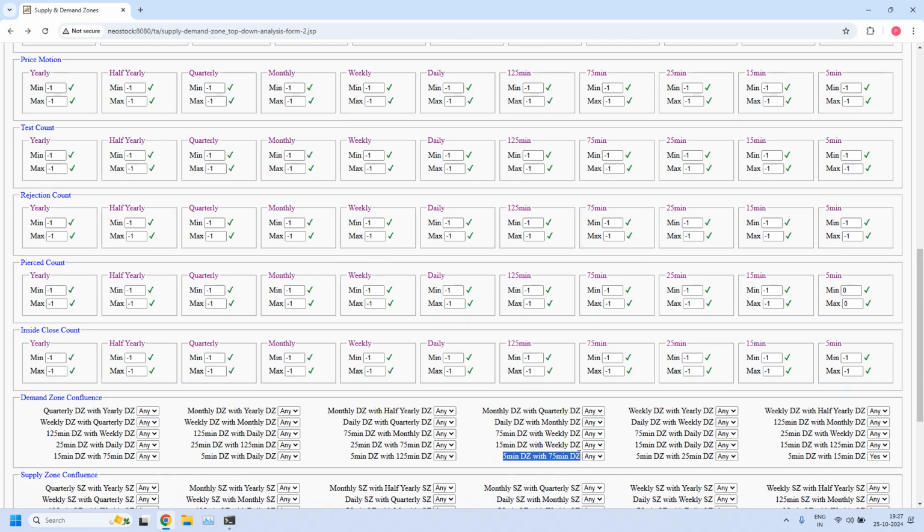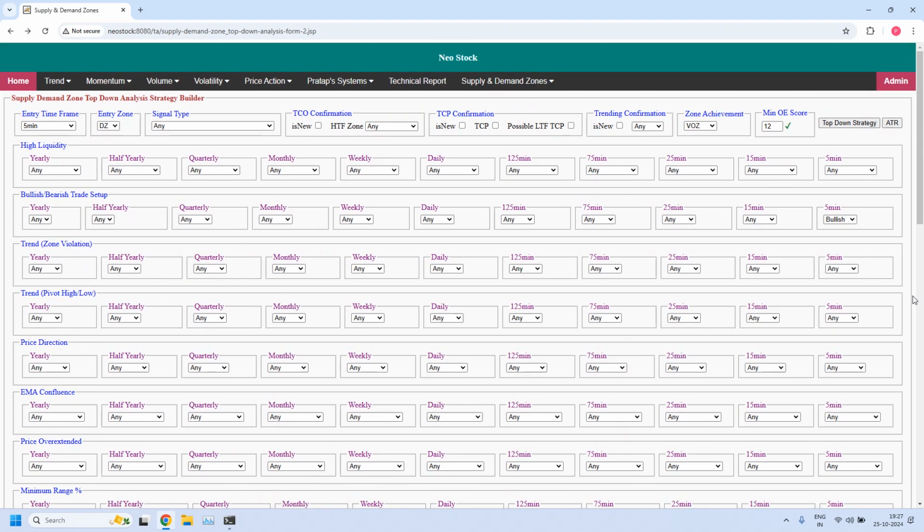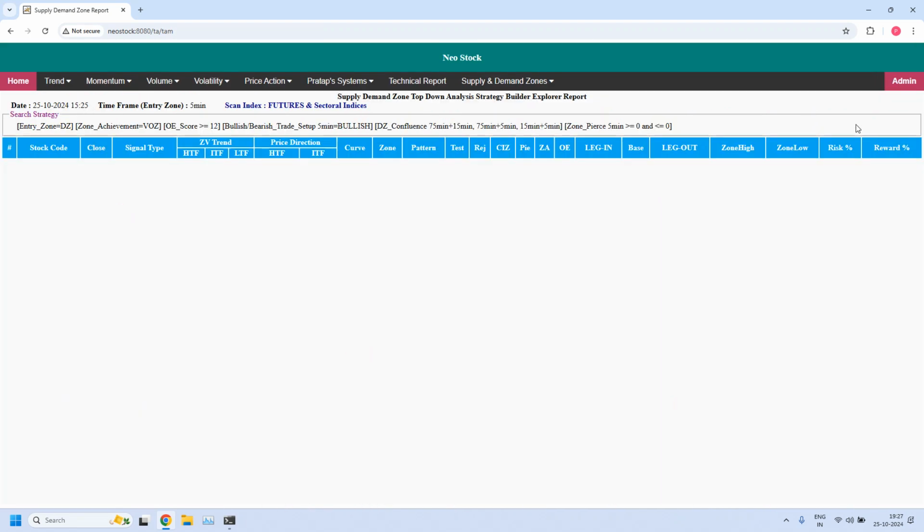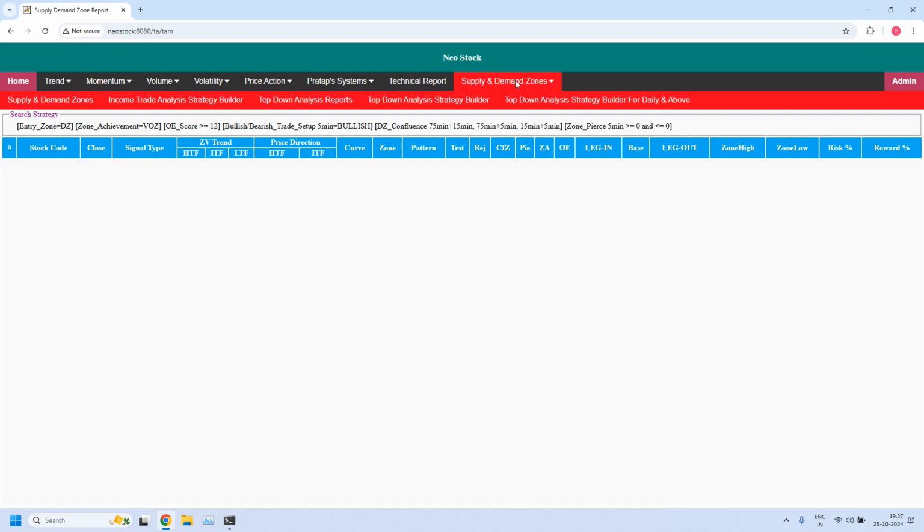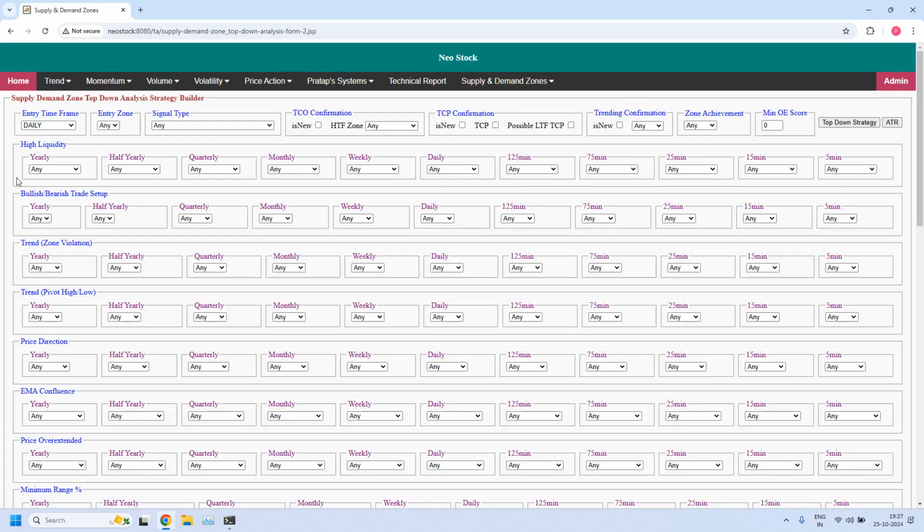5 minutes with 75 minutes demand zone confluence, and 15 minutes with 75 minutes demand zone confluence filters also enabled. With this LTF, ITF, HTF confluence, we did not get any stocks. Okay, fine. Next, let us look for bearish trade setup for hourly income trade.